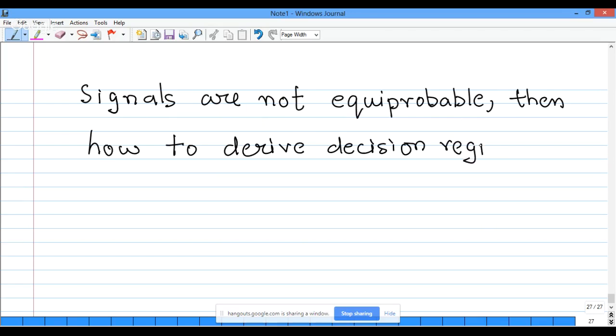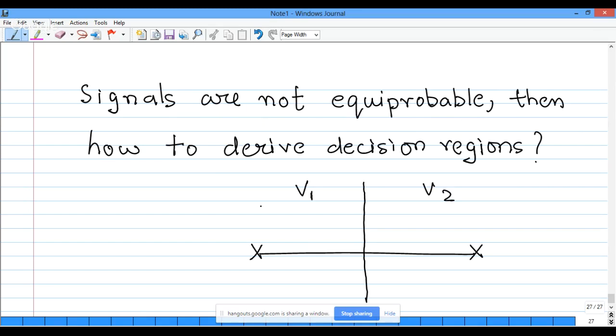Now let me revise what happens when the signals are equiprobable. If the two signals are equiprobable, then we have seen that the decision regions can be obtained by connecting a line between the two signals and drawing a perpendicular bisector. Okay? So in this case, we will have two decision regions, which are also known as Voronoi regions, because they are obtained by drawing perpendicular bisectors between the signals.